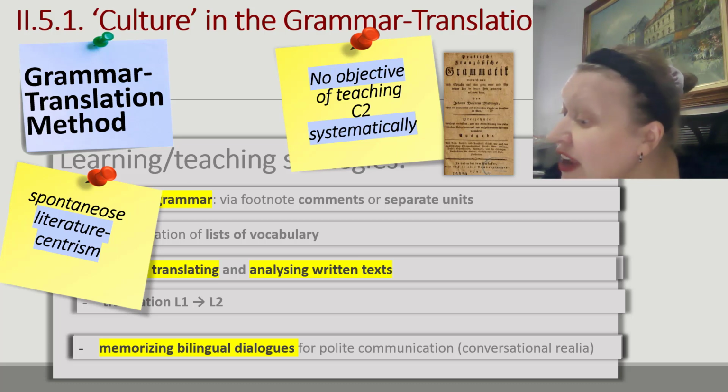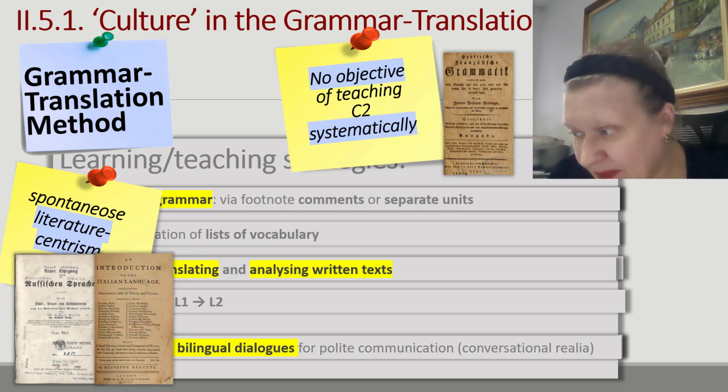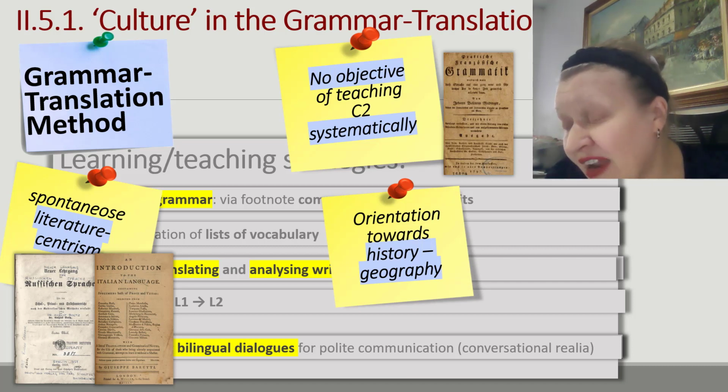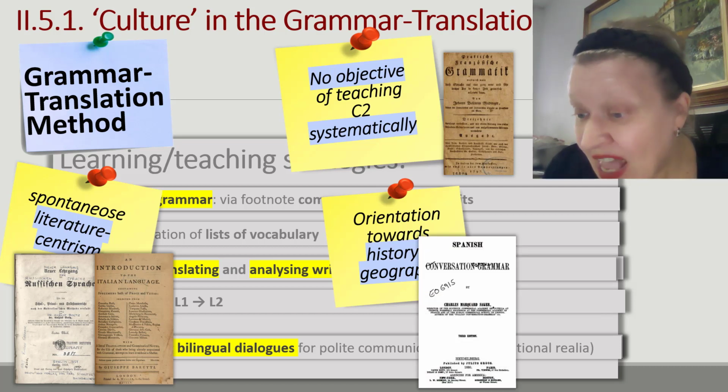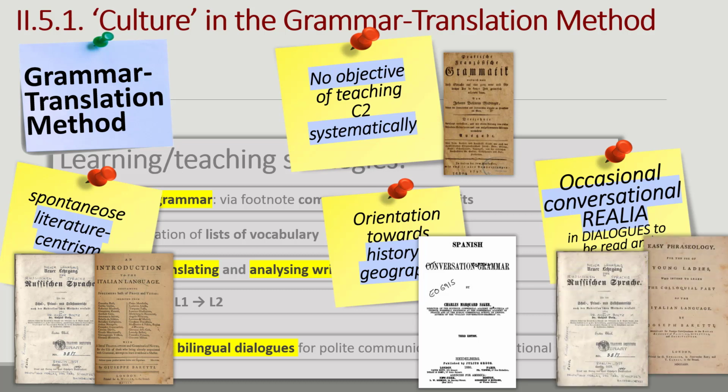We could observe this trend in the Italian textbook by Giuseppe Baretti and the Russian textbook by August Bolz. The second possibility is the orientation toward texts focused on history or geography. We could observe this trend in Karl Sauer's Spanish conversation grammar and other textbooks from the famous series Method Gaspey-Otto-Sauer. And finally, if a textbook contains real-life oriented dialogues to be read and memorized by heart, the culture is present in the form of conversational reality. We could observe this trend in Bolz's Russian textbook and the collection of Italian dialogues by Giuseppe Baretti.